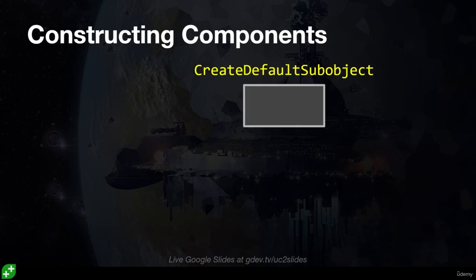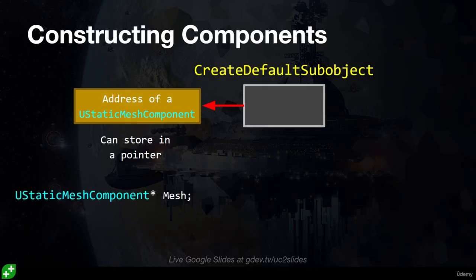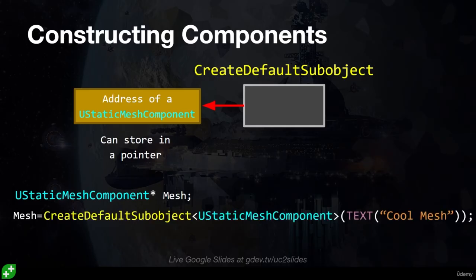Now CreateDefaultSubobject returns the address of the newly created component. So in our case, if we passed in UStaticMeshComponent as the type, then we get the address of a UStaticMeshComponent, and we can store that in a pointer since pointers store addresses of things. So say we create a UStaticMeshComponent pointer called Mesh. Then we can take that address returned by CreateDefaultSubobject and store that address in our Mesh pointer.